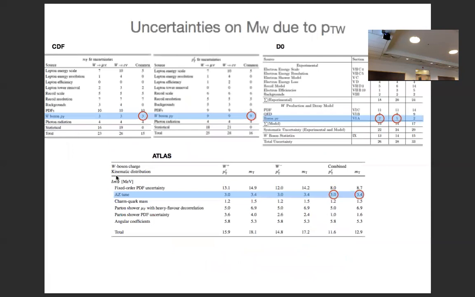These are the quoted uncertainties from various experiments. For the transverse mass, CDF quotes 3 MeV uncertainties, for lepton pT the uncertainty is 10, and 9 for lepton pT. This is what I was saying: lepton pT is much more sensitive than transverse mass. D0 quotes 2 and 5. ATLAS quotes 3 and 3.4, but ATLAS cheats because ATLAS restricts the window of lepton pT, and so also restricts the possible uncertainty in MW from pTW.